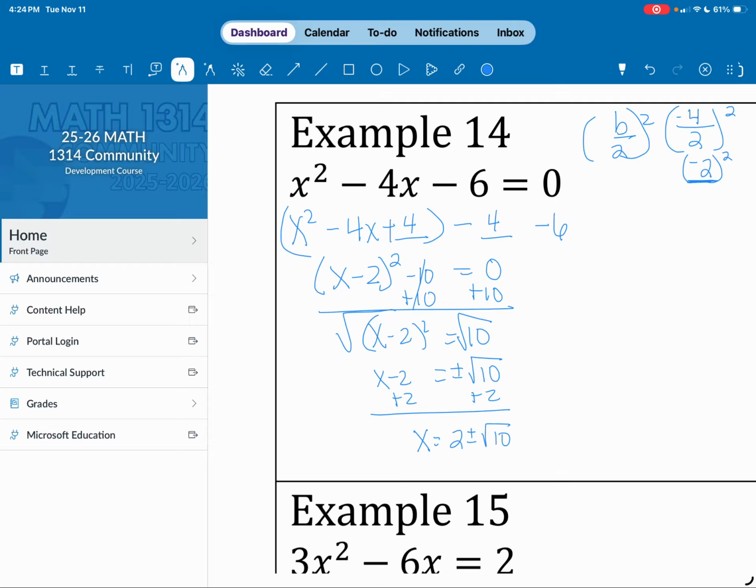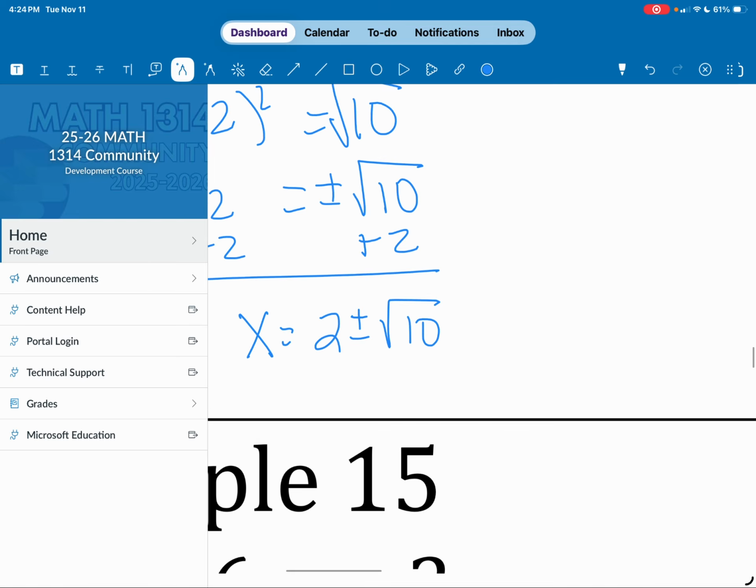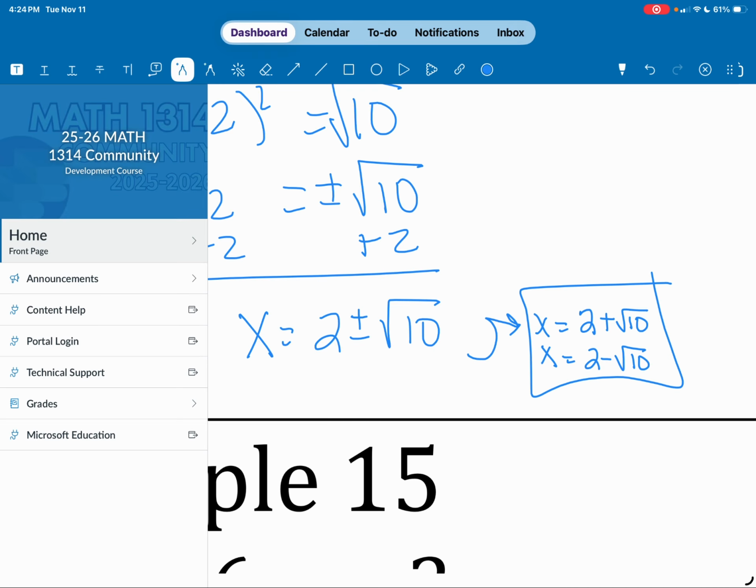Now, she does go on, just so you know, and lists out her answers as x equals 2 plus square root of 10 and x equals 2 minus square root of 10. And this is her answer. She doesn't put the one where it's 2 plus or minus square root of 10.